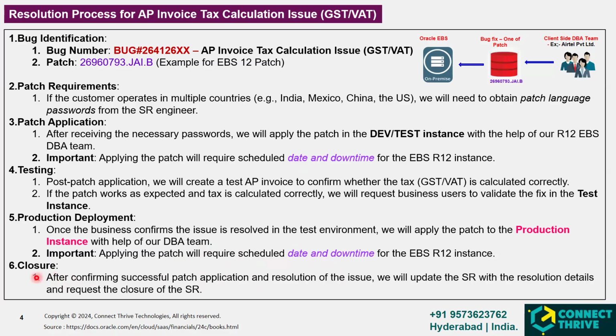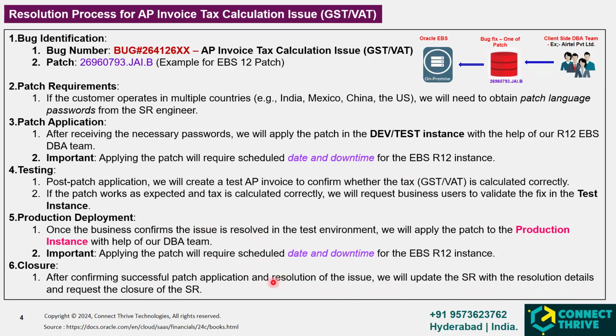Now for the closure of the SR. After confirming the successful patch application and the resolution of the issues, we will update the same SR with the resolution details and request the closure of the SR. The patch is applied in the production environment and it is working fine. Then we will communicate to our SR engineer that the requested patch was applied in the production instance, the application is working fine, there are no issues, and you can close the SR.